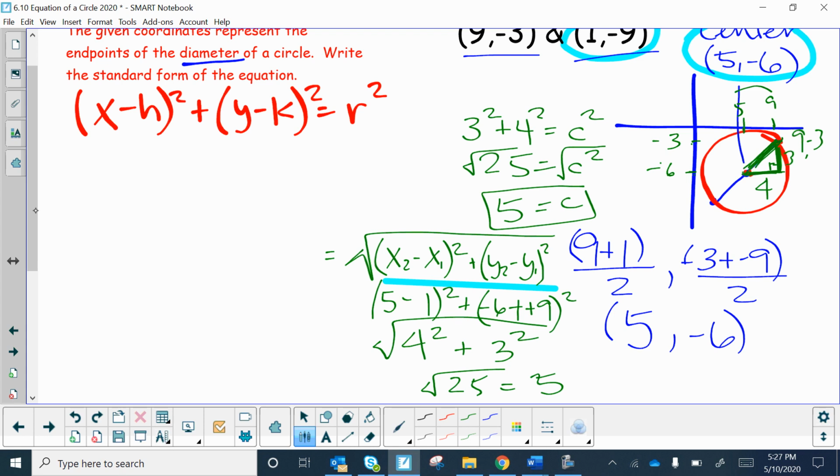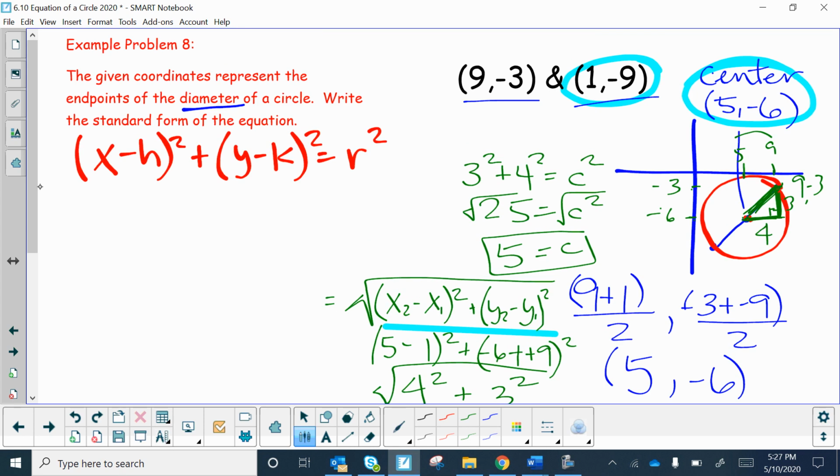So there's the radius. So now I know that my center is at 5, -6, and my radius is equal to 5. I'm going to highlight those in bright yellow because those are the two important pieces of information that I need to get the equation of the circle. And I'm pretty much almost done.